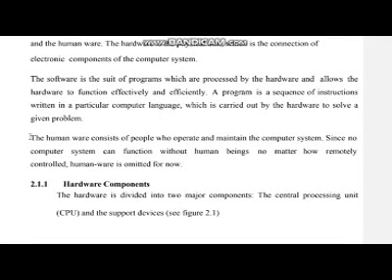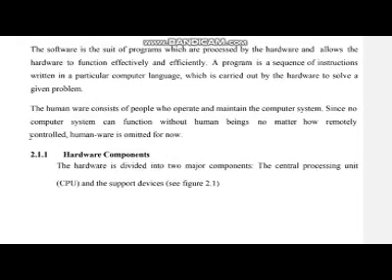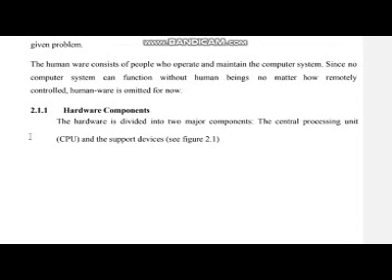Now let's go to the humanware. The humanware consists of people who operate and maintain the computer system. Since no computer can function without a human being, no matter how remotely controlled, humanware is omitted for now. So what they are saying is that obviously you can't have a computer without the influence of a human being. So for now, we won't be talking much about the human. We'll be diving straight into the hardware and software components.